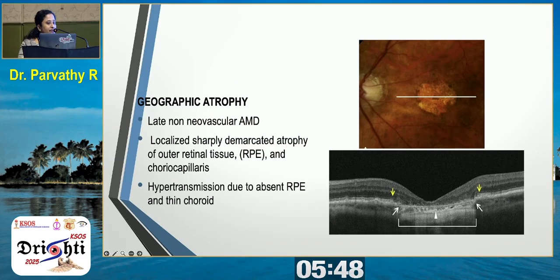And finally, we have geographic atrophy, which is the late manifestation of dry AMD, in which we can see localized, sharply demarcated atrophy of outer retinal tissue and choriocapillaris. In OCT we can see absence of the outer retinal layers between the yellow arrows, and absence of RPE, and due to the absence of RPE and thin choroid, hypertransmission can be seen just beneath this layer.